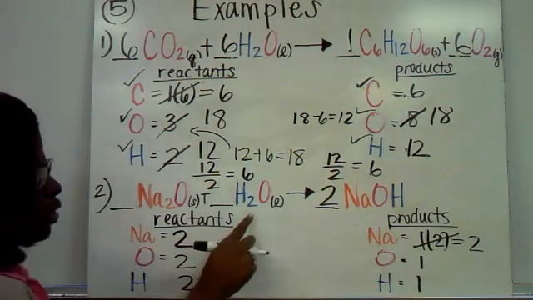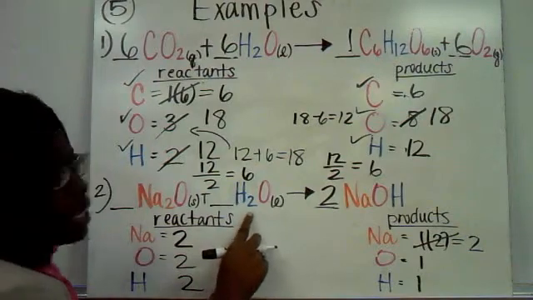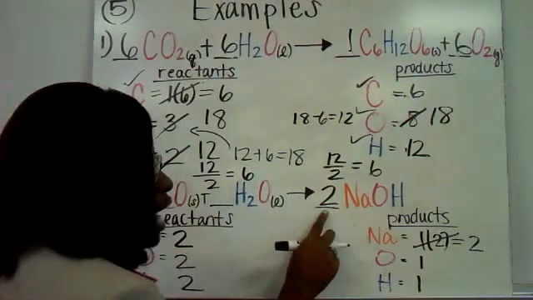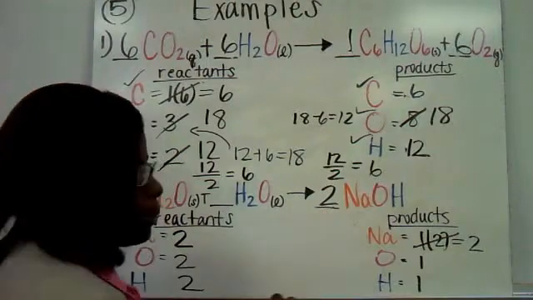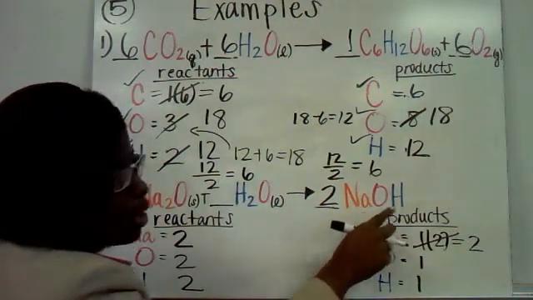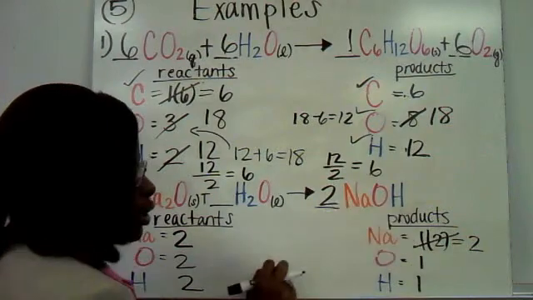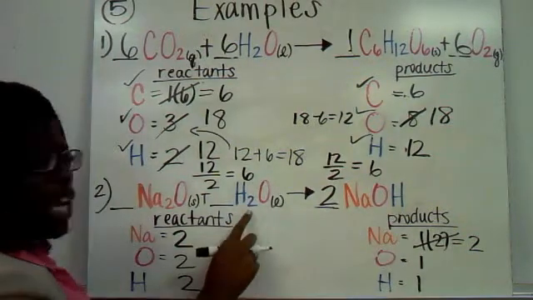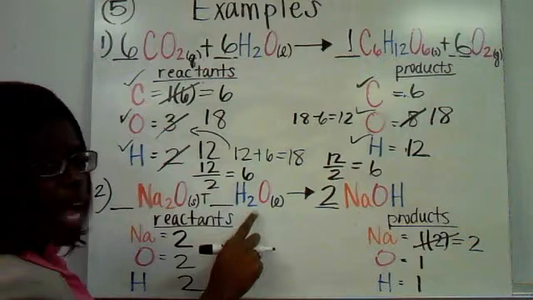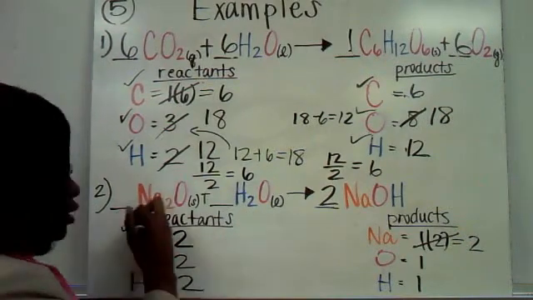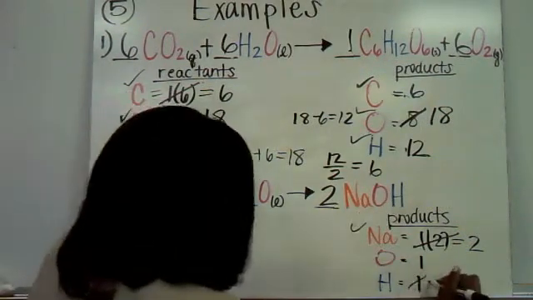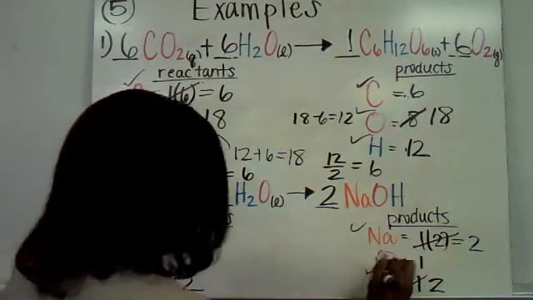Now we're going to go to hydrogen. I have 2 hydrogen on this side. And now that I've added the coefficient of 2 here, this coefficient is going to be multiplied by each one of these elements. So I have 2 sodiums, 2 oxygen, 2 hydrogen. So if I have 2 hydrogen now, that already matches the 2 hydrogen I had on the reactant side. So sodium is balanced, and now that I've added that 2 coefficient, hydrogen is balanced.